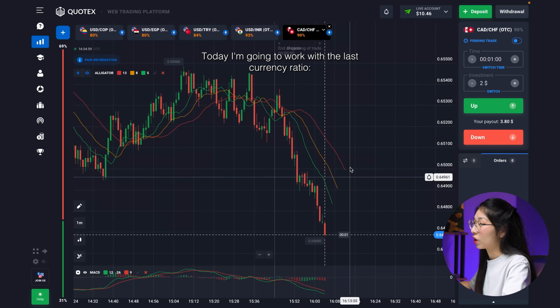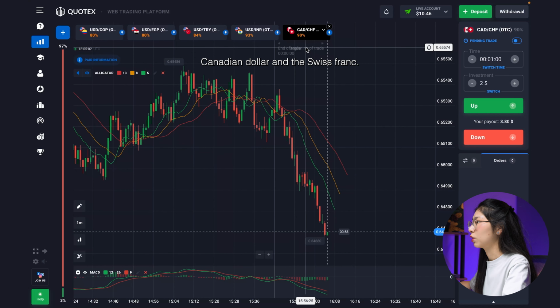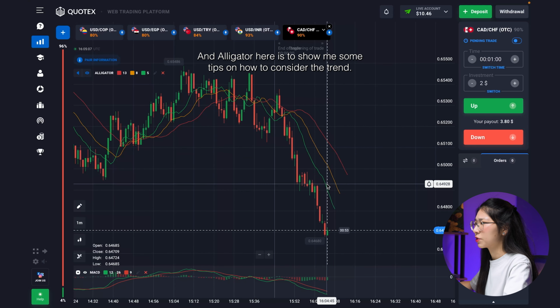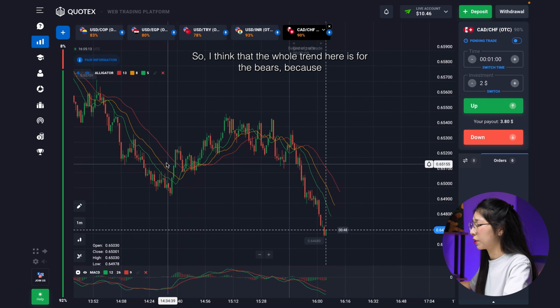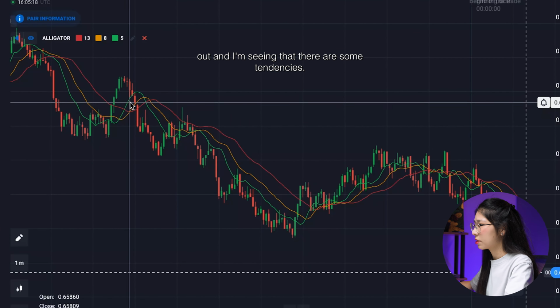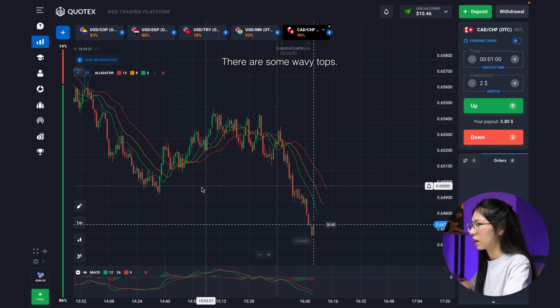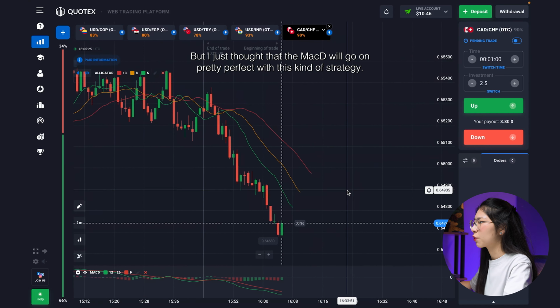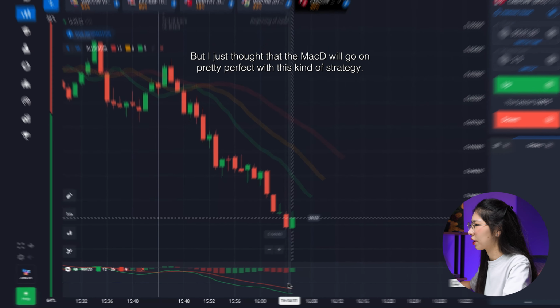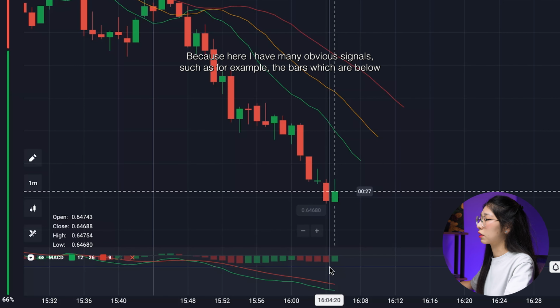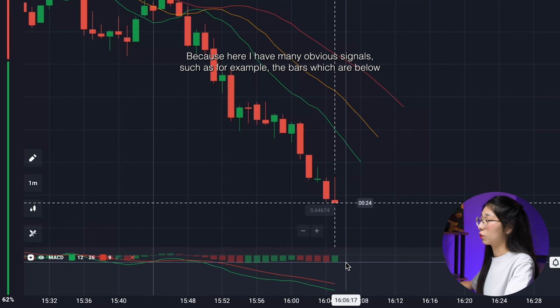Today I'm going to work with the currency pair Canadian dollar and the Swiss franc. The indicator here is to show me some tips on how to consider the trend. I think the whole trend here is for the bears, because you see I'm zooming this out and I'm seeing that there are some tendencies. Yeah, and there are some wavy tops, but anyway we're having the bears' power right over here. I just thought that the MACD will go pretty perfectly with this kind of strategy, because here I have many obvious signals, such as for example the bars which are below the zero level.